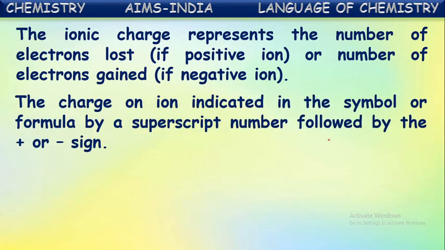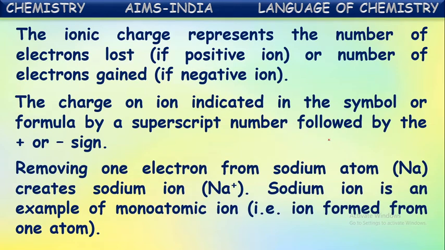Next, the charge on an ion is indicated in the symbol or formula by a superscript number followed by either a positive or negative sign. Yes, the charge of an ion is indicated by a superscript on its symbol or formula, with a number which represents the number of electrons gained or lost. Along with that number, a symbol is shown, a plus or minus, which indicates loss or gain. If that number is shown with plus, that represents the loss of electrons. If it is shown with minus, that represents the gain of electrons.